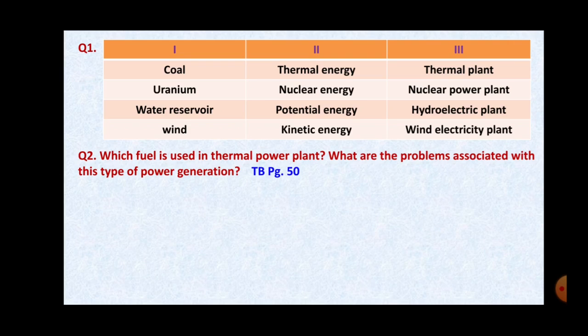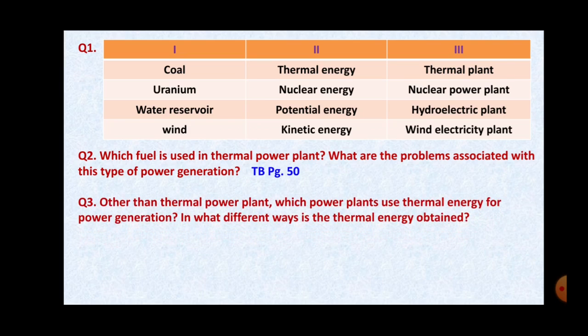It is directly given on page number 50. The problems heading is given at the top of the lesson. Right, the first one is air pollution due to burning of coal. Second is, along with the emission of gases due to burning of coal, soot particles are also released. And third is, reserves of fuel in this method are limited. So you will write all these 3 points in detail.